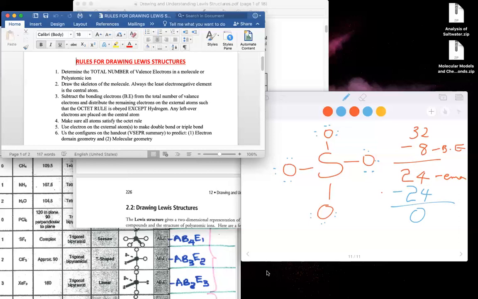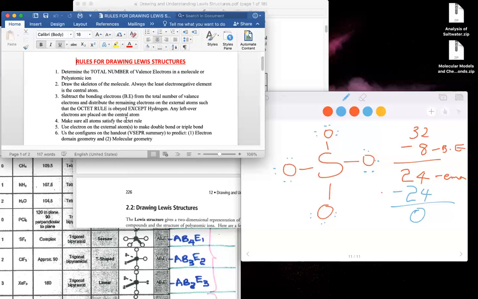Don't worry about the maximum it can accommodate or take. Once that is done, do the inspection. Make sure that the octet rule is satisfied by all elements in the compound. And right now, all elements satisfy the octet rule.